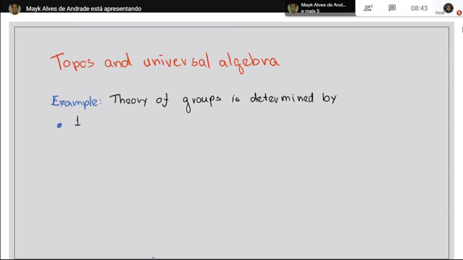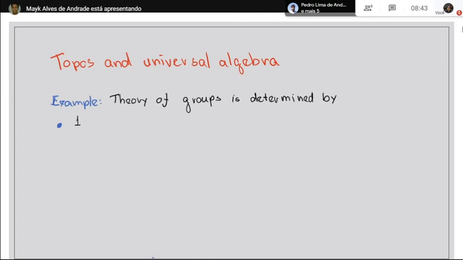Well, I will end this talk by relating Topos theory and universal algebra. That is, in fact, where lies most of the connection between Topos theory and categorical logic. And I'll begin with an example, the main example of algebraic theory, which is the theory of groups.